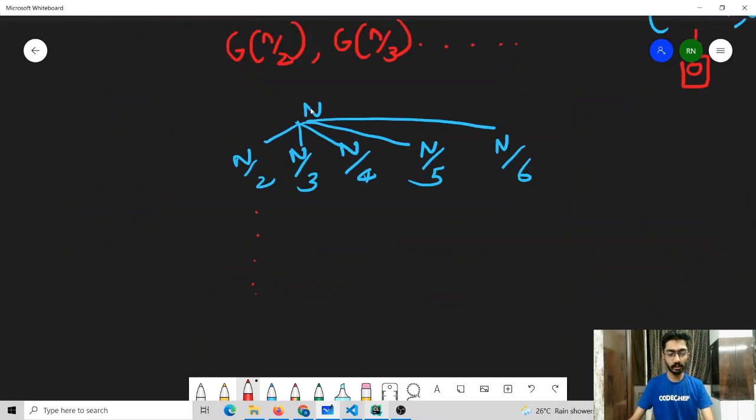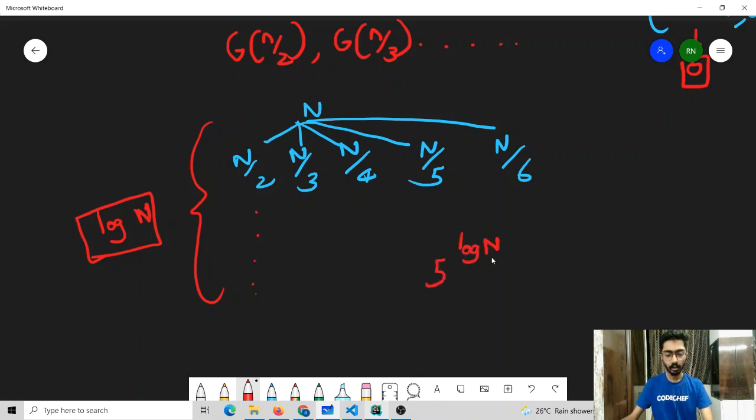If we were to recursively find the Grundy number for each of these states, for some value n, we would have to go at max log n layers, because in each stage the value at least gets halved. But in each stage, it can branch to 5 different values. So the total number of states that we have to reach would be 5 to the power log n. This is just an estimate, but 5 to the power log n is approximately of the order O(n).